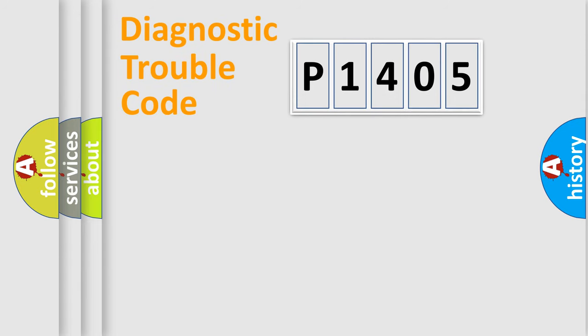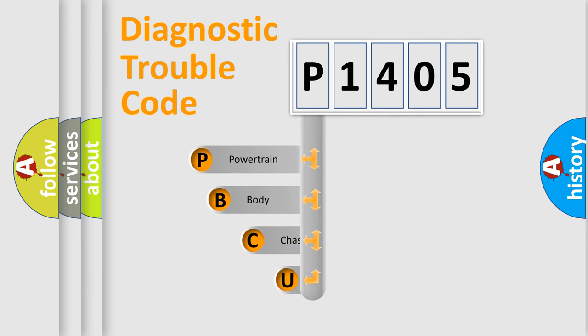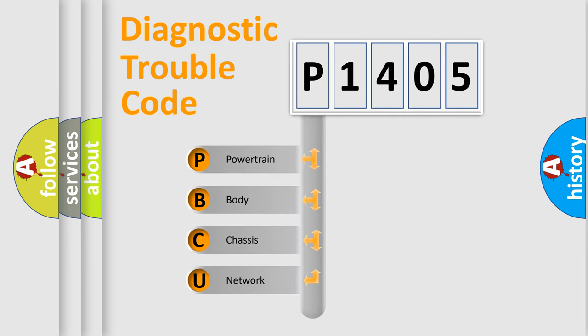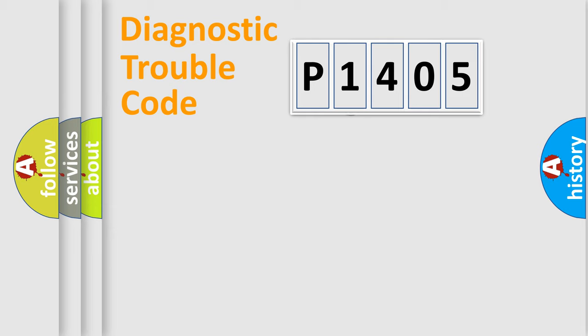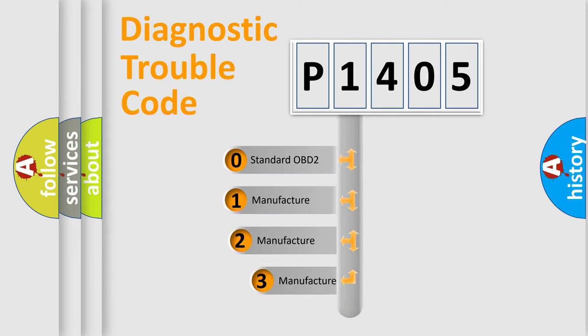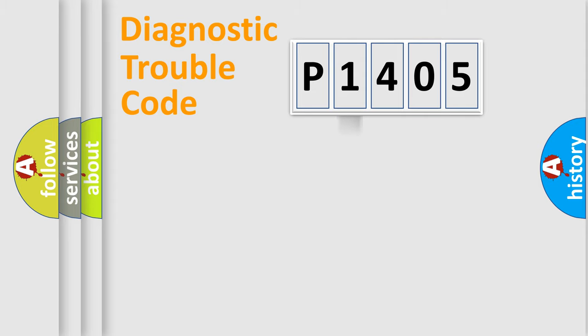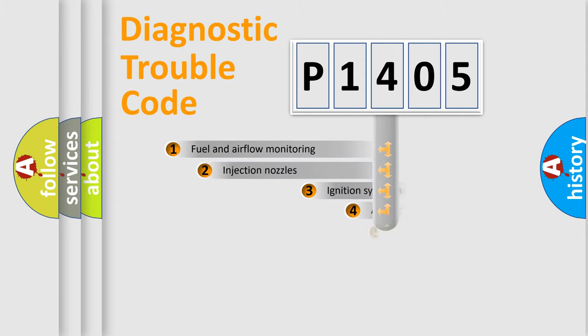Let's do this. First, let's look at the history of diagnostic fault code composition according to the OBD2 protocol, which is unified for all automakers since 2000. We divide the electric system of an automobile into four basic units: powertrain, body, chassis, network. This distribution is defined in the first character of the code. If the second character is expressed as zero, it is a standardized error. In the case of the numbers 1, 2, 3, it is a more specific expression of a car-specific error.